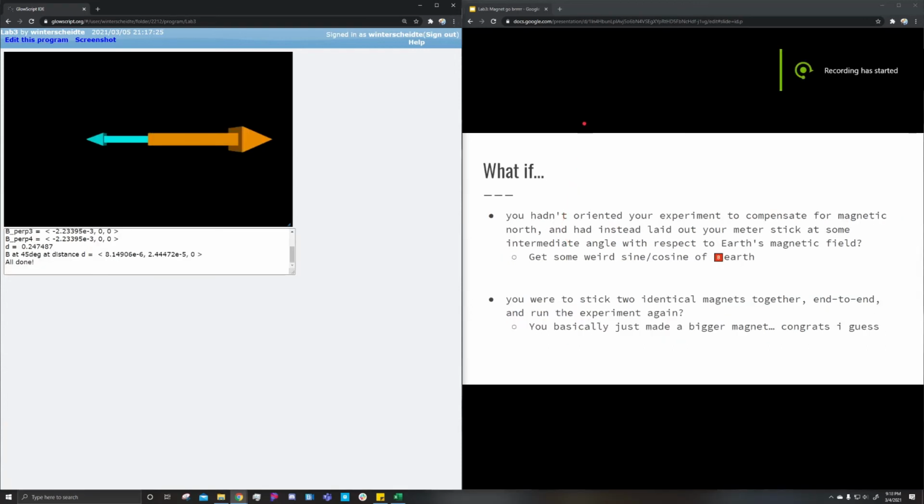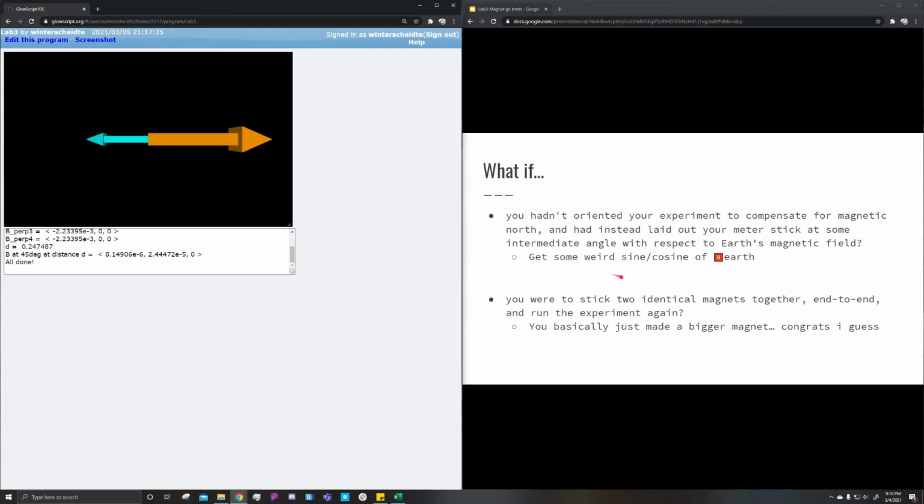So now when we look at the what if questions, what if we hadn't oriented our experiment to compensate for magnetic north, and instead just had it at some arbitrary angle with respect to the Earth's magnetic field? And the answer is we would just get some weird sine and cosine of the angle value within our x and y, and we would have to know what that angle was to be able to separate it out. So it would just cause a lot of headache and extra steps that we don't exactly have the information to deal with.